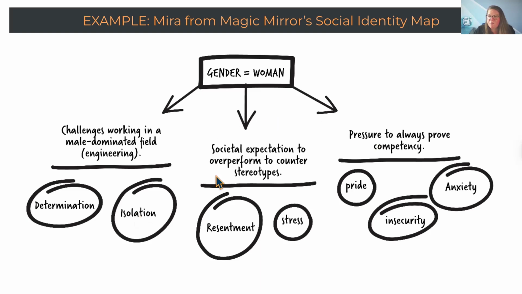She also describes a life impact: there's a societal expectation to overperform in order to counter some of those stereotypes. That creates both stress and a little bit of resentment for her, which she shares. And so you can see another value here. We'll click over to the next one.